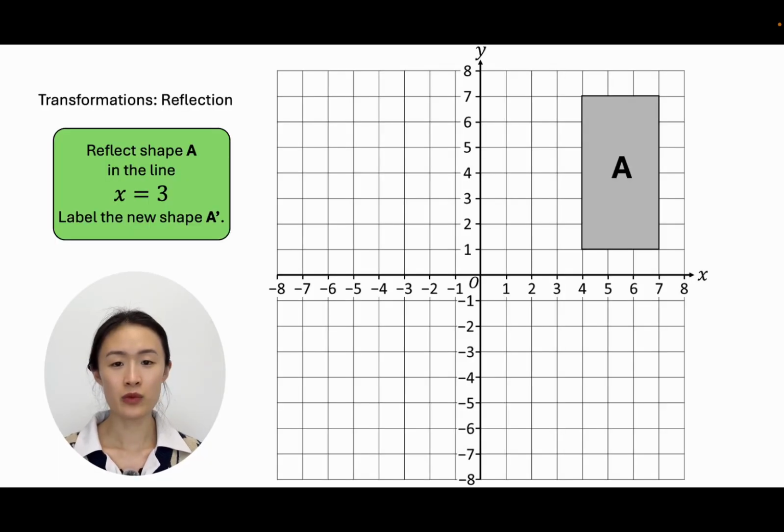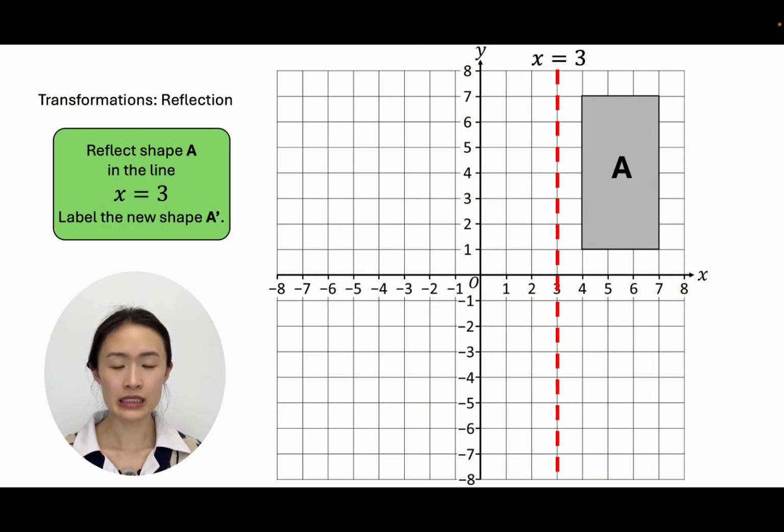In this question, they want us to reflect shape A in the line x equals 3. So what we need to do is to draw ourselves the line x equals 3. And now you need to find the perpendicular distance between any point to the line. Now 2 things are very important. One is picking a point. It's easy to use one of the vertices. And then the second thing is you need to make sure it's a perpendicular distance.